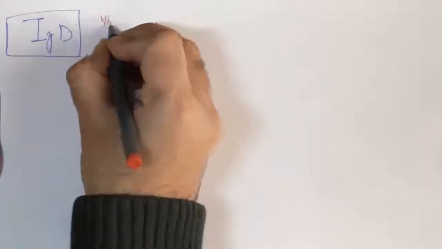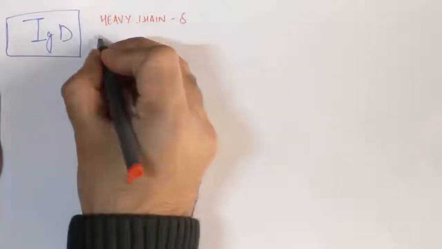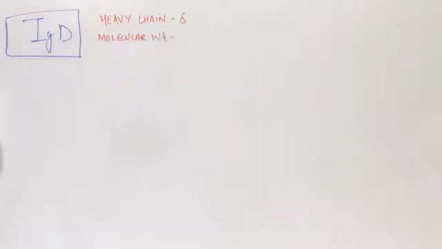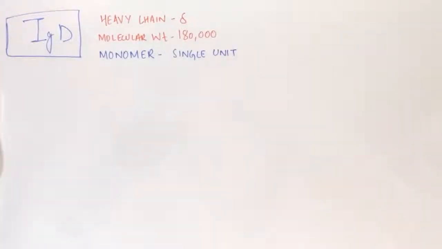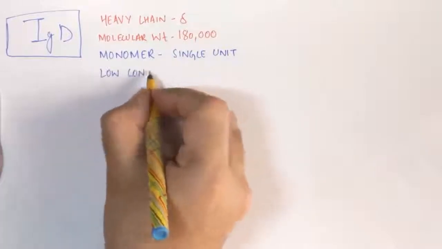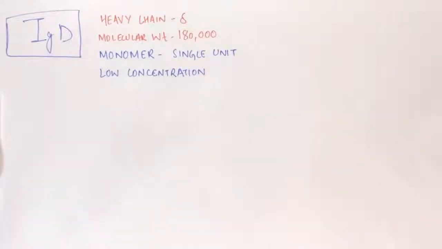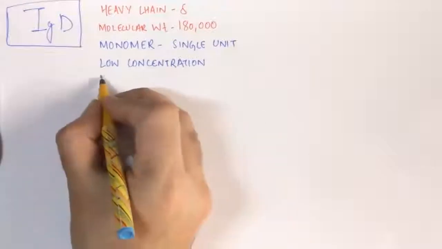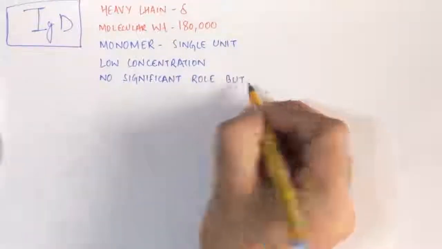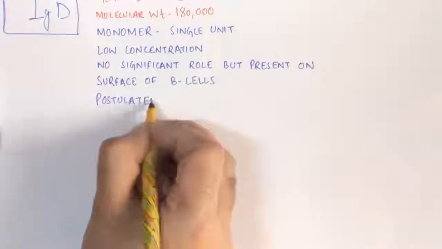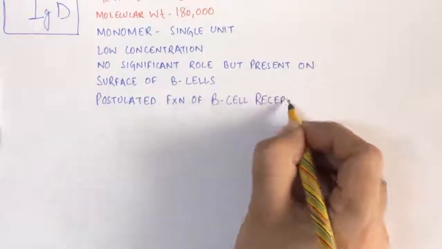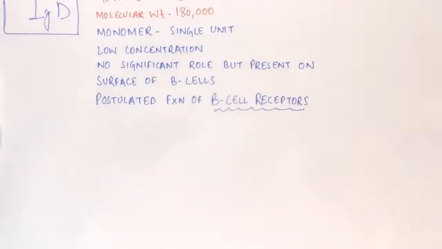The final type of antibody in humans is the IgD type. The heavy chain in the IgD is delta and the molecular weight of IgD is 180,000. It is also a monomer, that consists of a single unit. Now it is also present in the body in low concentration. The IgD has no significant role in the body, but it is present on the surface of the B cells, and it is postulated that the IgD acts as a B cell receptor for antigens.